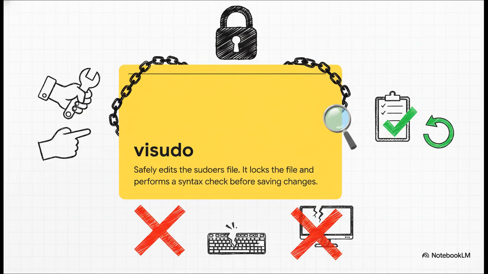Just think of visudo as your safety net. It automatically locks the file so two people can't edit it at once. And, critically, it runs a full syntax check before it saves your changes. If you made a mistake, it just won't let you save. And that simple feature will absolutely save you from a catastrophic lockout one day.